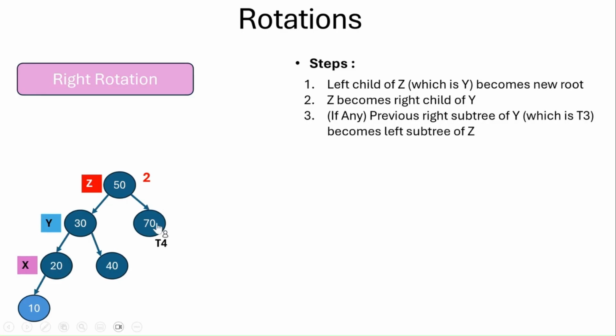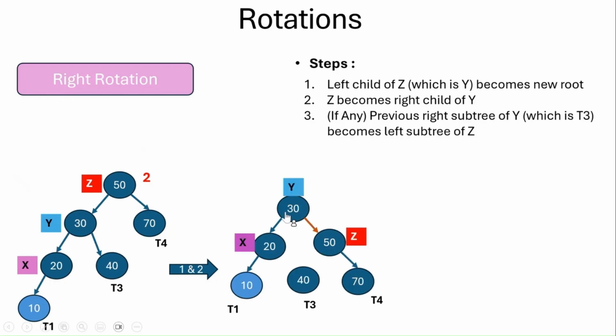T4, T3, T1 are the subtrees, or we can say children, of Z, Y, X, so that we will understand how the tree structure changes. Now steps 1 and 2: the left child of Z, which is Y, becomes the new root, and Z becomes the right child of Y.